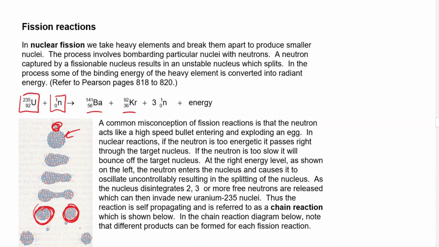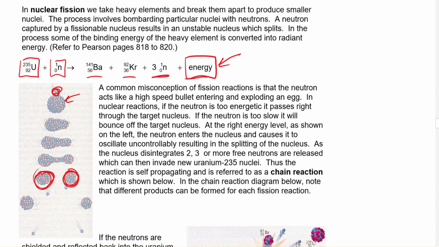But then some other things can happen. It split into these things plus 3 extra neutrons and then energy. And this energy is what we wanted, right? When we make nuclear fission reactions, like in nuclear power plants, we want the energy out of it, really as heat. We turn it into heat, and then that heat we can turn into electricity, usually. So that's pretty much it with nuclear fission.